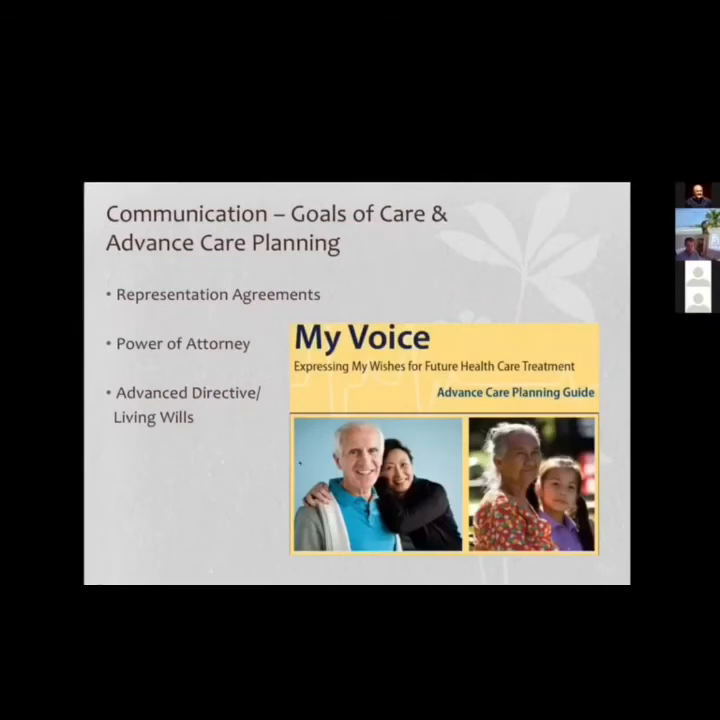Depending on the part of the world you're in, you may have different terminology for what these look like, but we're often quite involved in helping patients to think about documenting these goals in clear ways through either representation agreements, powers of attorney, living wills, and things like that.